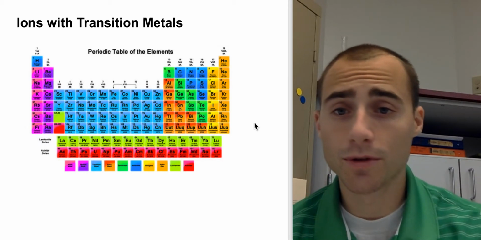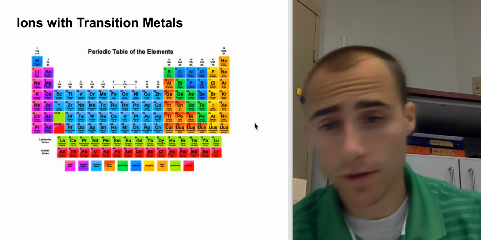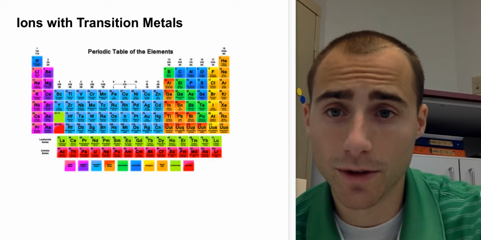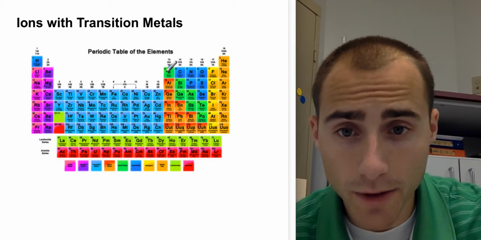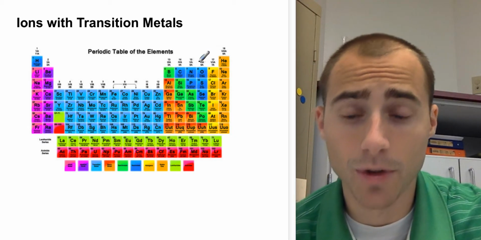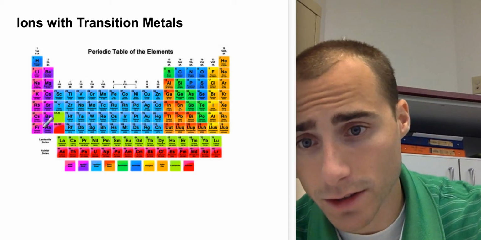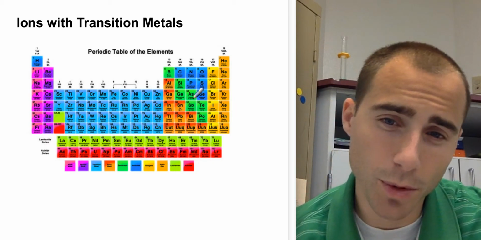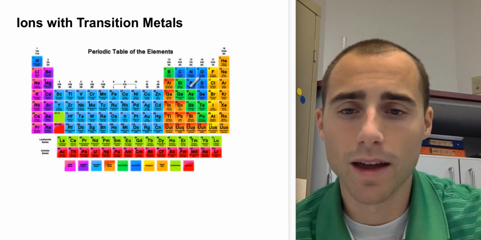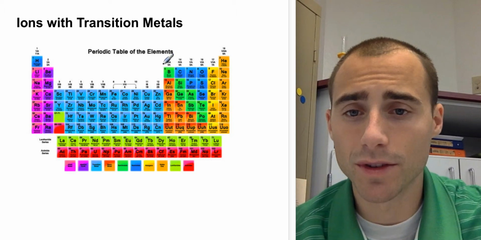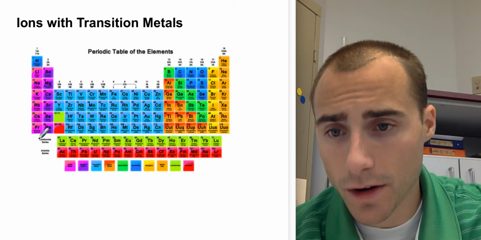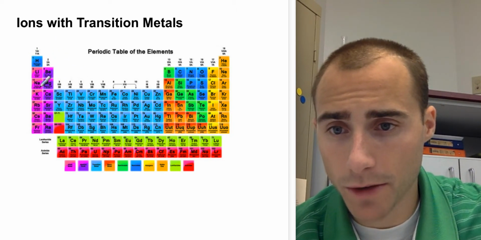So, ions with transition metals. First of all, let's define what transition metals are. So far, we have talked about this section of the periodic table as nonmetals. We've talked about everything else as a metal, right? We have this little bridge right here. These are called metalloids, kind of like in between metals and nonmetals. These over here are certainly metals.